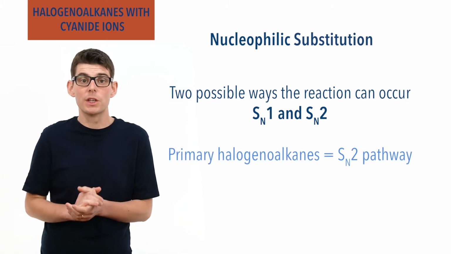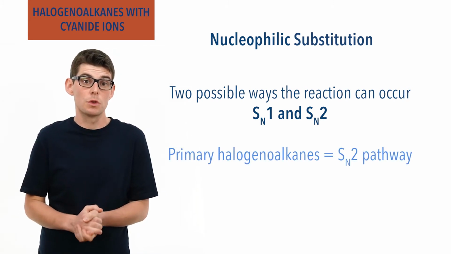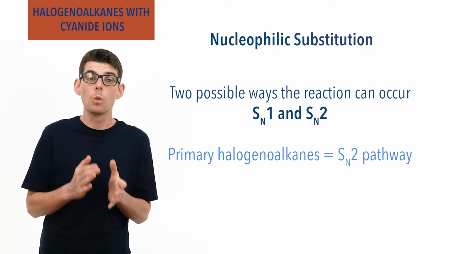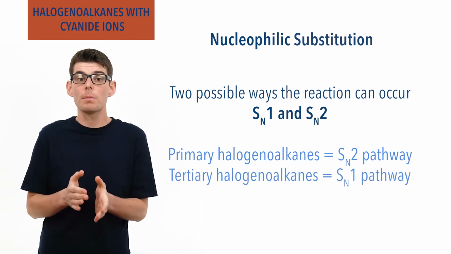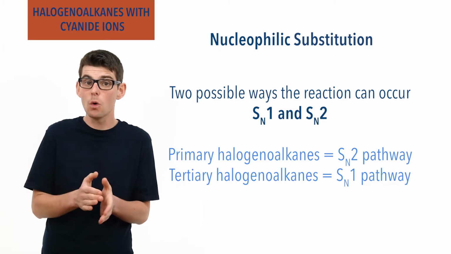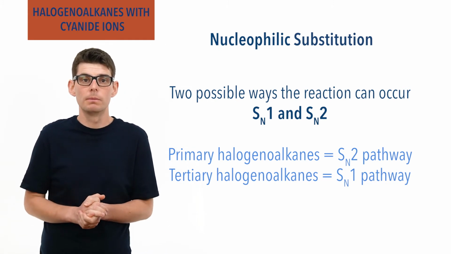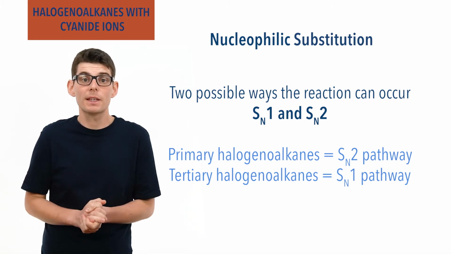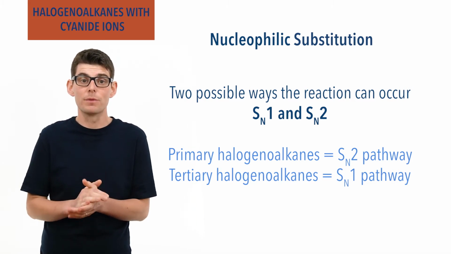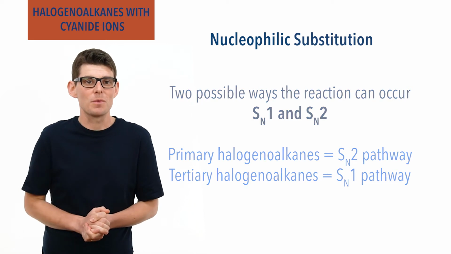If a tertiary halogenoalkane was undergoing substitution with a cyanide ion, an SN1 mechanism would occur where the carbon-halogen bond has to break before the nucleophile, cyanide ion, can form a bond to the carbon. SN1 and SN2 mechanisms have been covered fully in a separate video. Check the links in the description below.